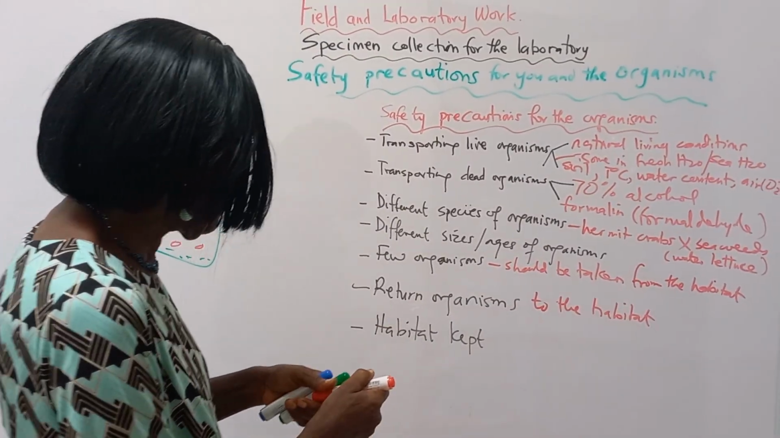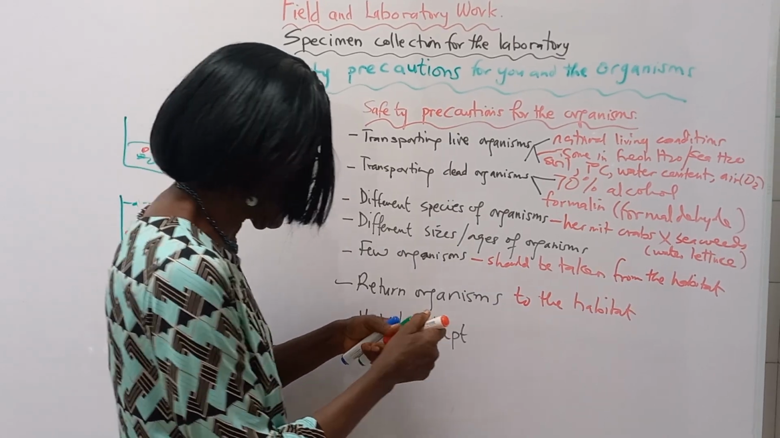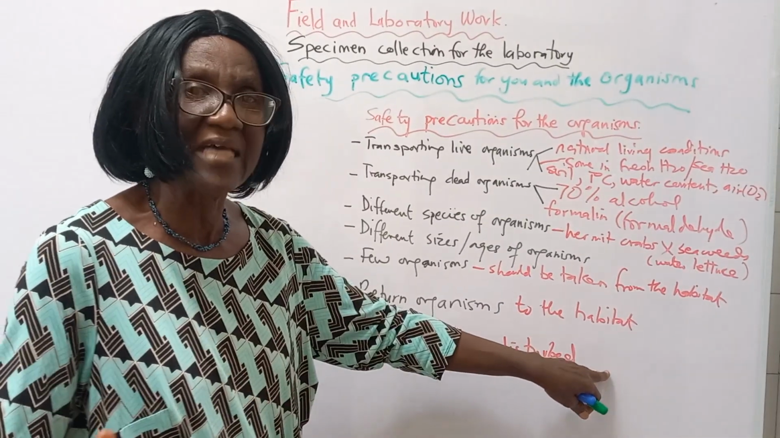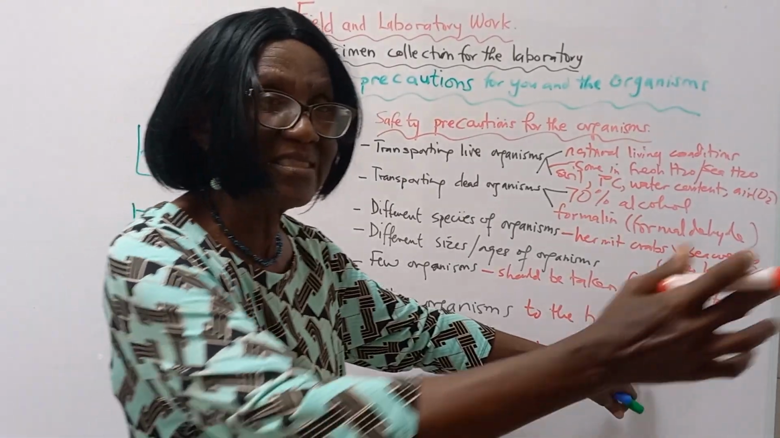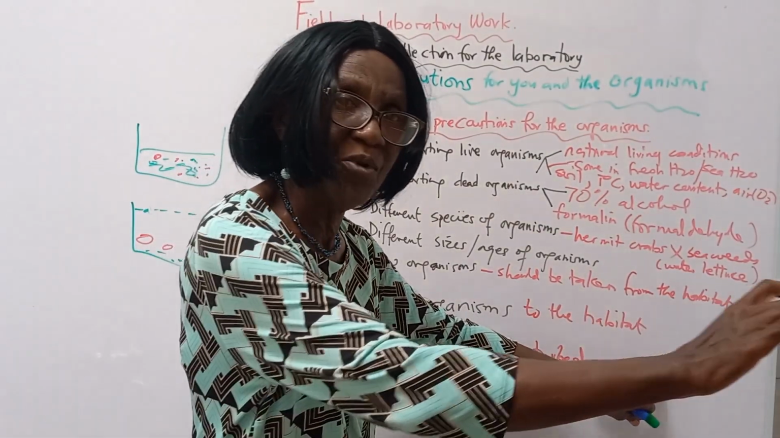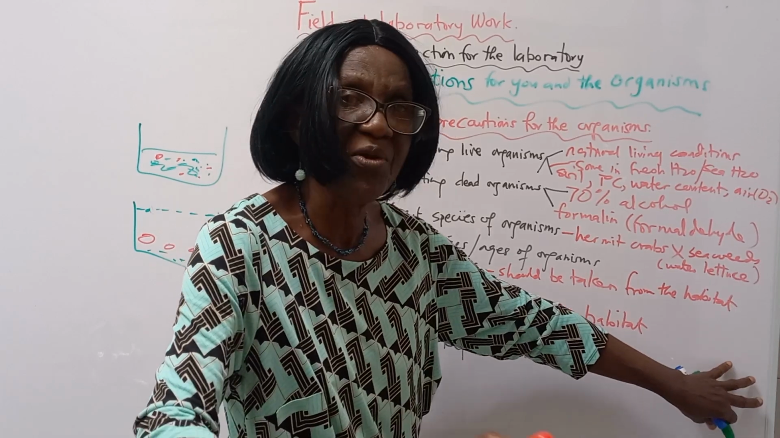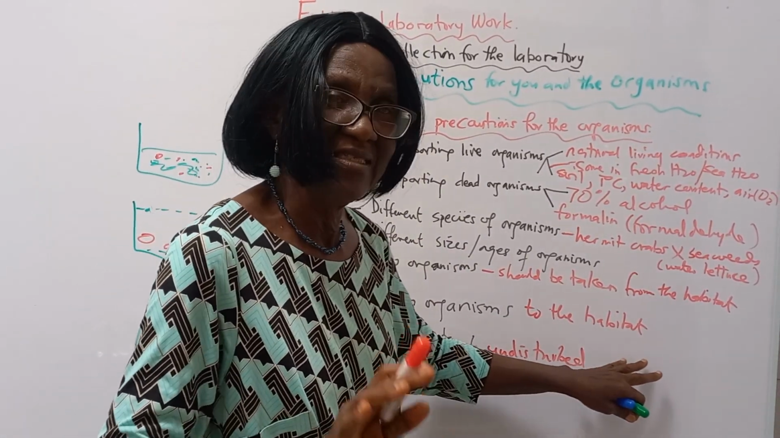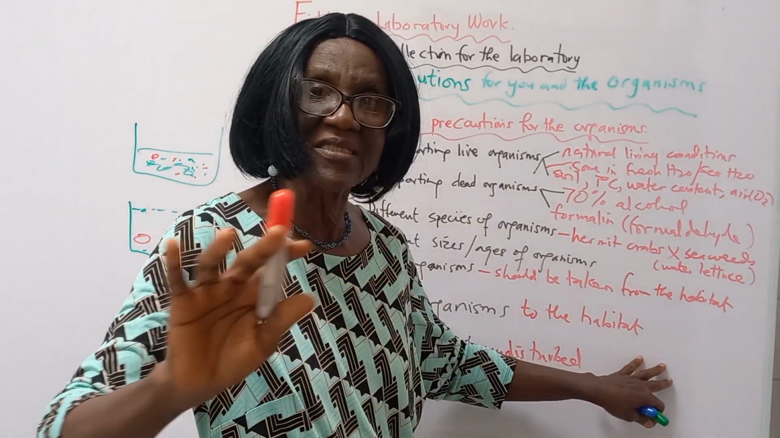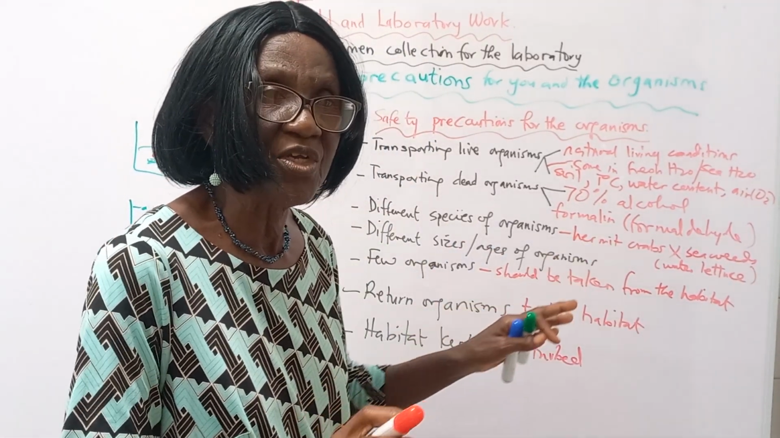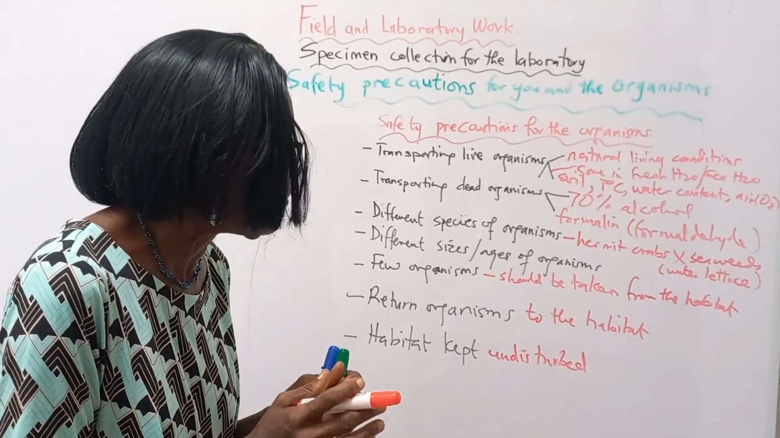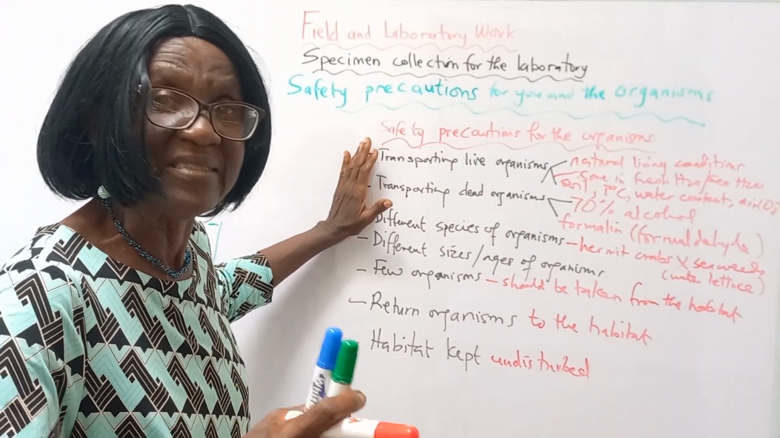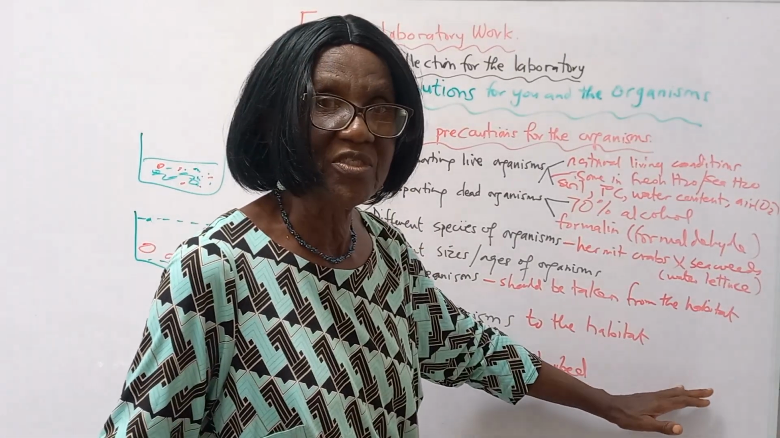And then the habitat must be kept undisturbed. Vegetation should not be trampled upon and messed up. Stones that have been turned upside down should be put back in the right place. Logs should be replaced so that the habitat is not disturbed, so that the organisms living in it, the various species, will still live comfortably, and the ecosystem continues to be maintained so we don't lose organisms.